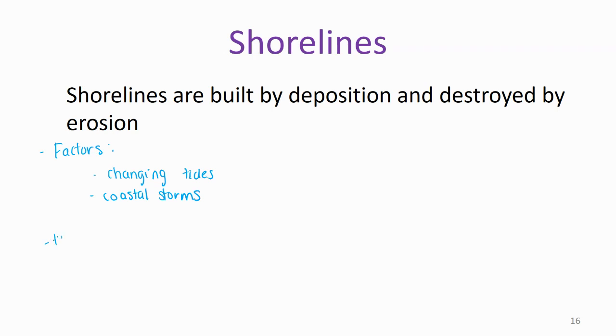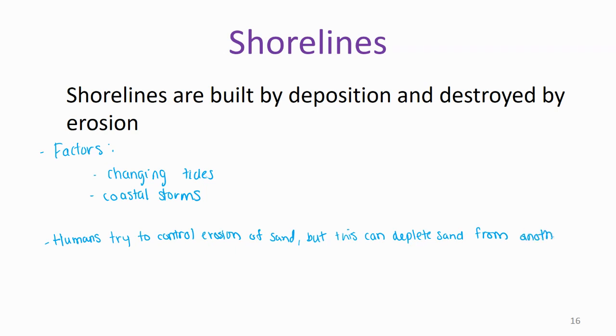Another thing, when we think about how humans interact with this system: humans do try to control the erosion of sand because we don't like when our beaches disappear. But by doing that, it can deplete sand in another place, and then they won't have their beach. It can deplete sand from another area because it stops the natural migration of sand.